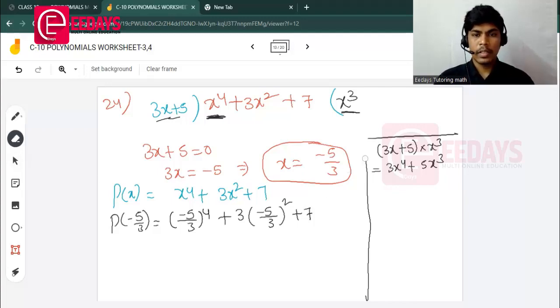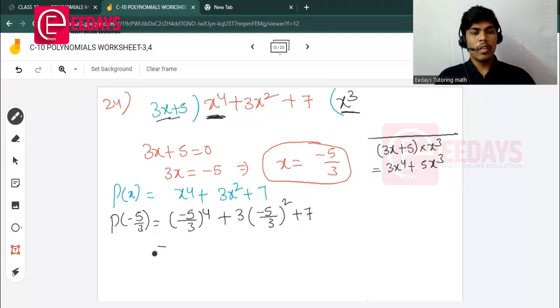Let us erase this part. It is not required. Why? Because we are not doing the division algorithm. Okay. So 5 power 4 is nothing but, let us do it here, 5 into 5 into 5 into 5. 5 fives are 25, into 25, we are getting 625.